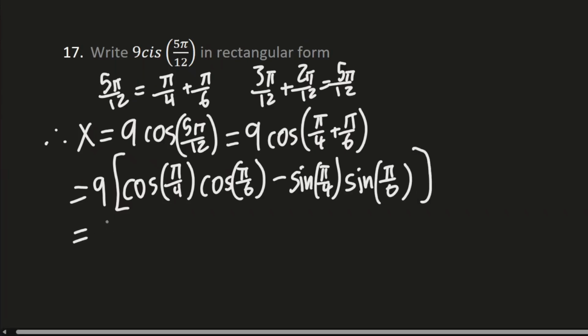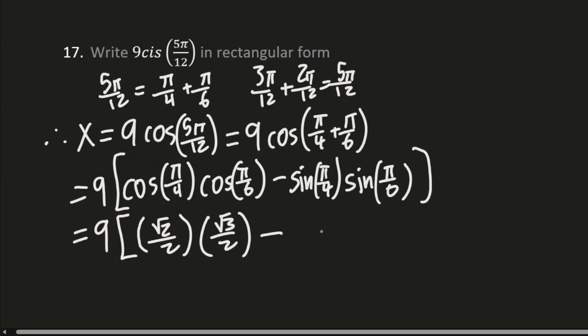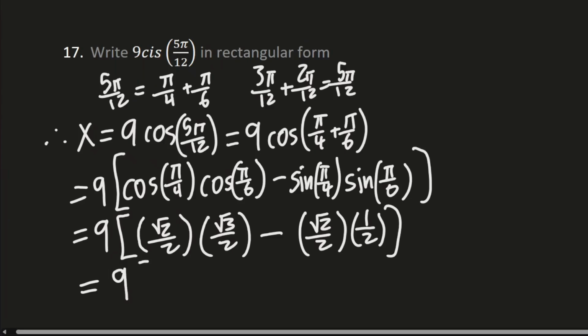This is equal to 9 times cosine of pi over 4, which is square root of 2 over 2. Cosine of pi over 6 is square root of 3 over 2. Subtract sine of pi over 4, which is square root of 2 over 2. Sine of pi over 6 is 1 over 2. And so this evaluates to 9 times square root of 6 over 4, minus square root of 2 over 4.